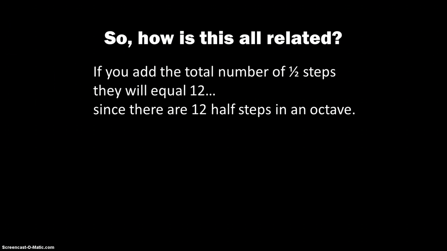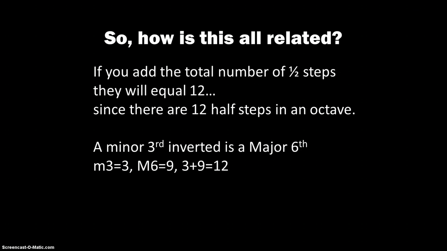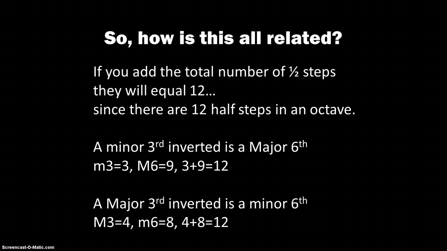The math on this one: if you add the total number of half steps in those intervals, they will equal 12 because there are 12 half steps in that octave. So for instance, we know that a minor third is 3 half steps, the major sixth is 9, 3 plus 9 is 12. Those are related. Or a major third, which is 4 half steps, and the minor sixth, 8 half steps, 4 and 8 is 12. Any interval that we have, we're going to see that there's going to be an inverse as long as it's within the octave, if it's less than 12 half steps.